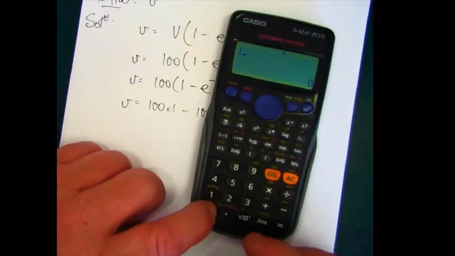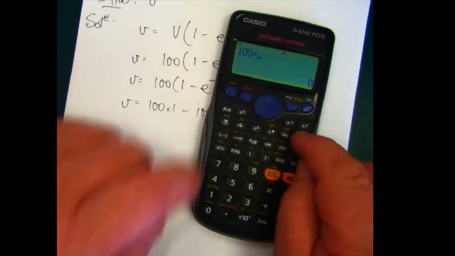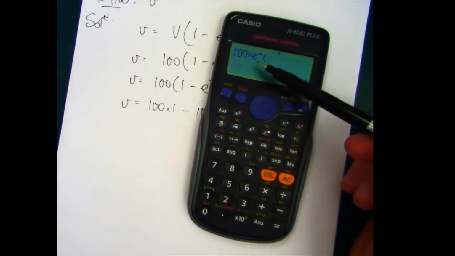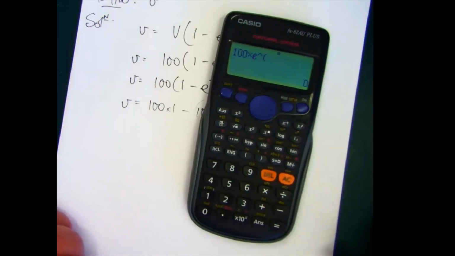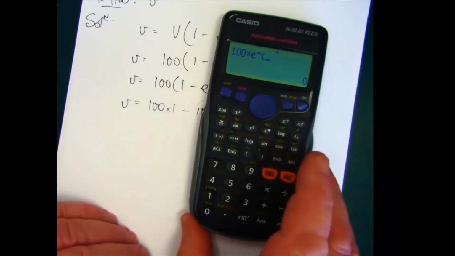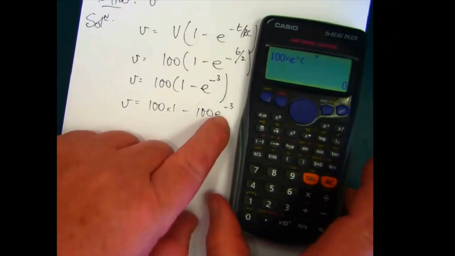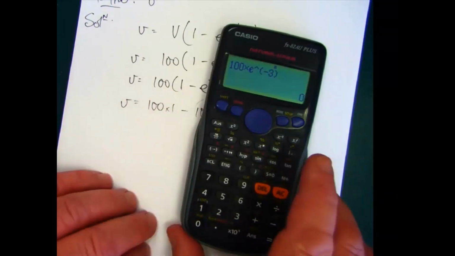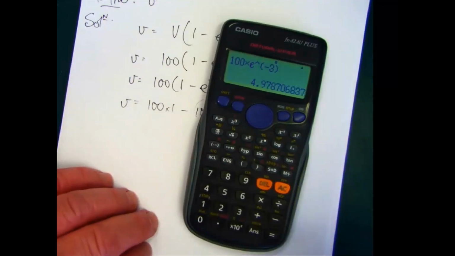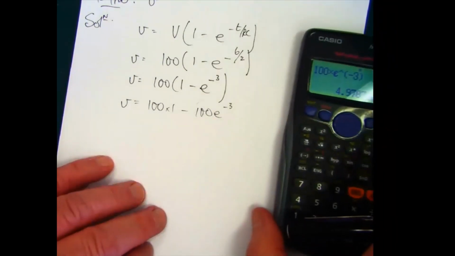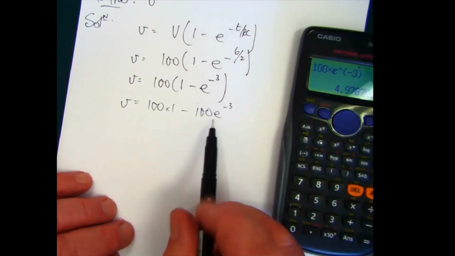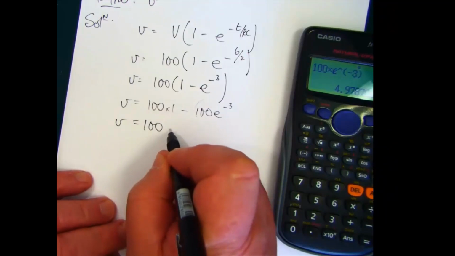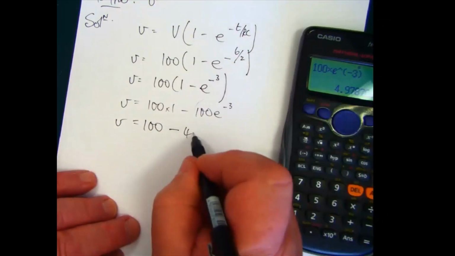So 100 multiplied by, now shift log, e up. If you look at the calculator here, this is 100 times e raised to the power. Again, the Casio will open up the bracket. You have to put in the relevant term, which is minus 3, and close it off for good practice. So that will give you 4.9787. Okay, so that's what that is. So what we now have is that v equals 100 minus this term, which is 4.97.